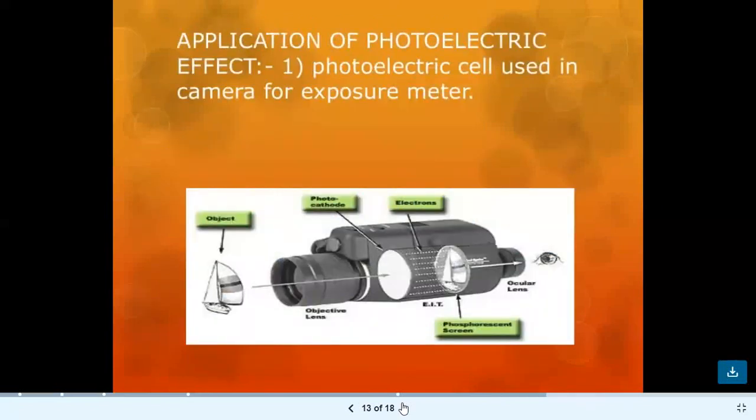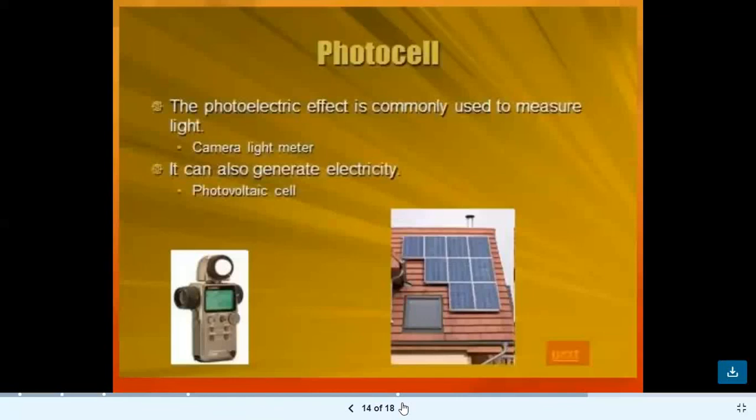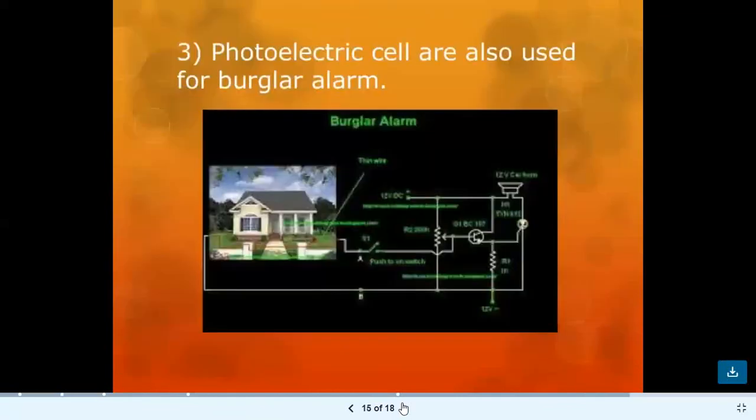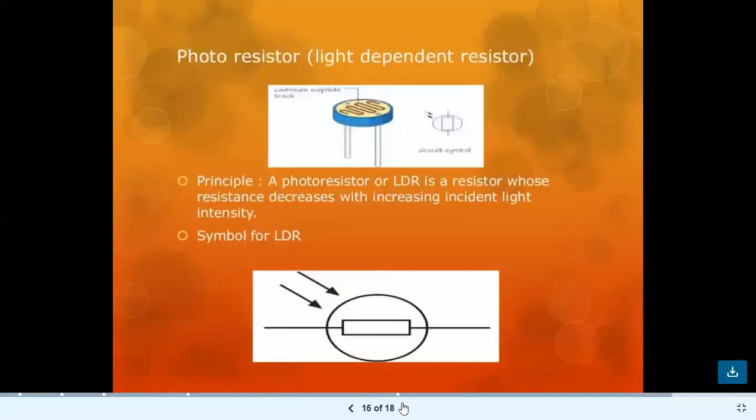What are the applications of the photoelectric effect? The basic applications of the photoelectric effect are exposure meters. Photocells are also an application of the photoelectric effect. Photoelectric cells are used in burglar alarms. Those are the main applications of the photoelectric effect.